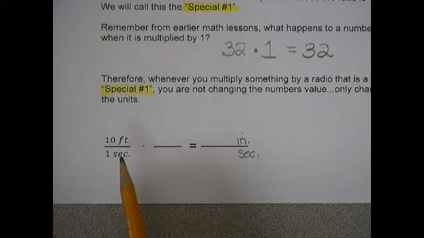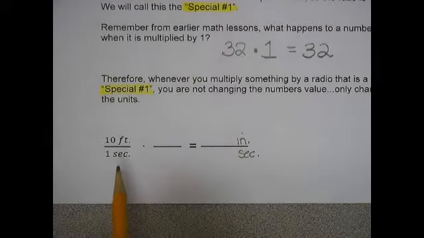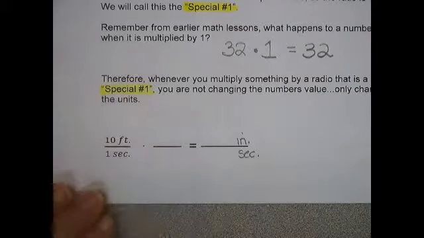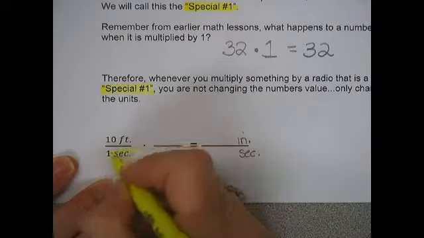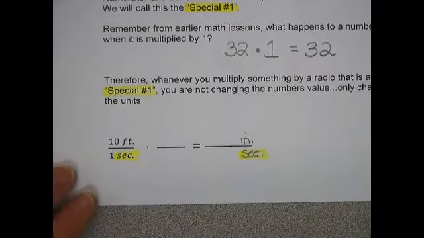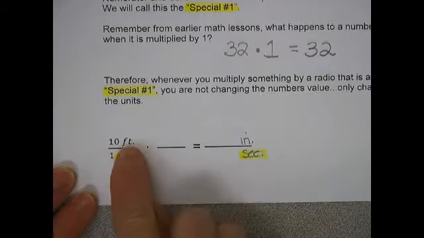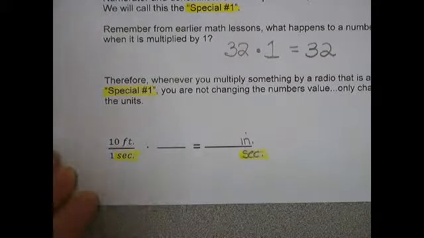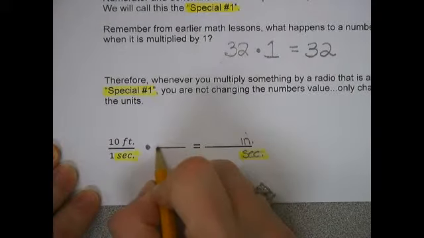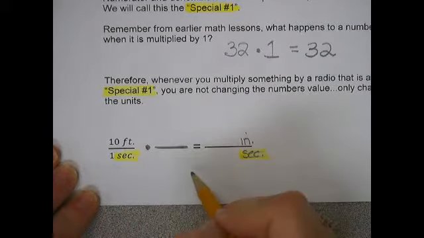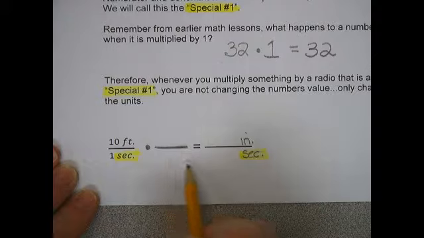So the first thing you want to do is to put in your final units over here. As you can see, our numerator is 10 feet, our denominator is 1 second. We want our answer to end up with inches per second. Do you guys agree that our denominator of seconds is already good? We don't have to convert that at all. The only thing we have to convert is feet to inches.